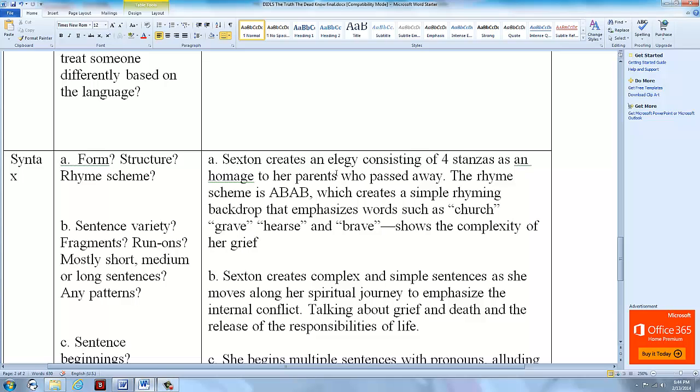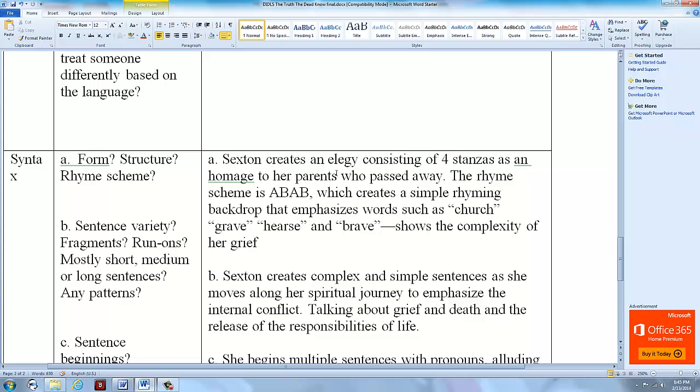I am looking at 4 stanzas. I understand that that first stanza introduces the death of her parents, but I really think because this is an elegy, that is acting as a way to introduce the poem as a homage to her parents. The rhyme scheme is an A-B rhyme scheme, which is simple.